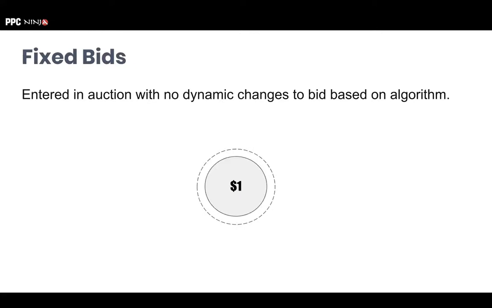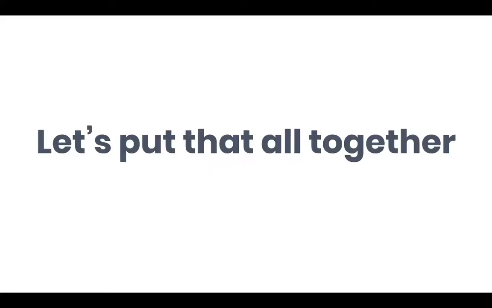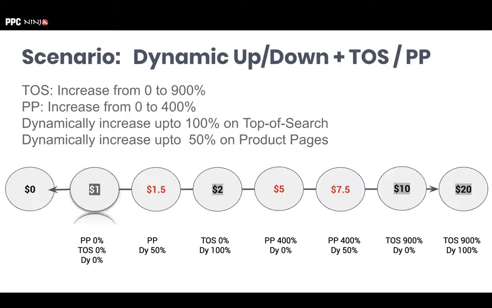And so now we're going to get into the case where we mix these two up. We're going to talk about how we will combine all the different bidding options that we have together. So here's my scenario. I'm saying we are going to go for the dynamic up and down bidding strategy, and we are going to have some modifier for placements, which is for top of search and for product pages.